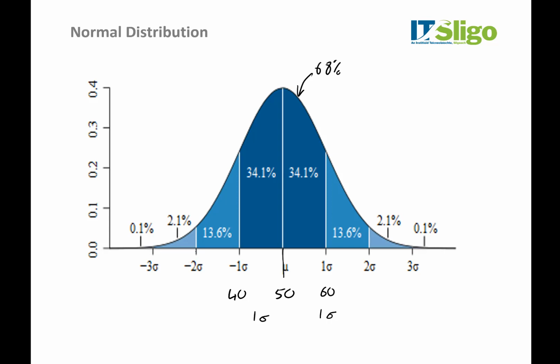If we go to two standard deviations from the mean, so here we're looking at a mark of 30 to 70, now if we add all of those values, that's 95% of students. So 95% of students would fall within two standard deviations of the mean. And then if we go out further again to three standard deviations, that would encompass 99% of students.